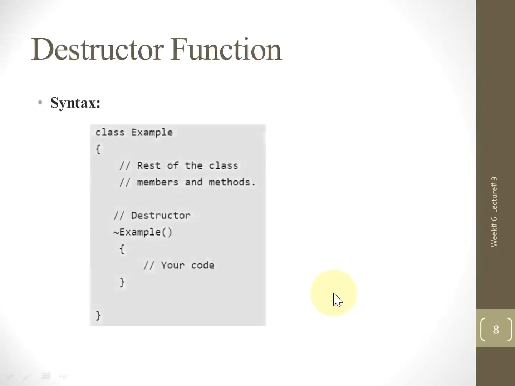Next we have the syntax for the destructor function. The class name is Example, let's say, and the class body has just started. Then we have data members, a few member methods, etc. But at the end we must have a destructor function. The name of the function and the name of the class will be the same, but the tilde sign must be available over here. No modifier, no return type, and it cannot receive any parameters.